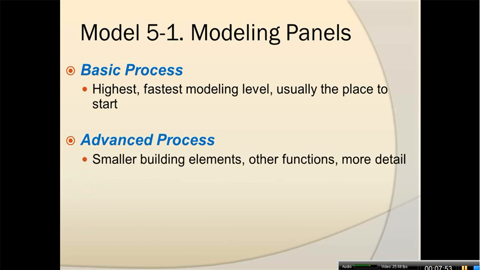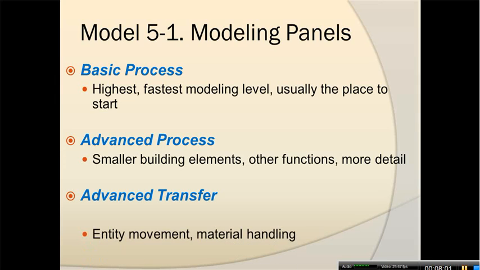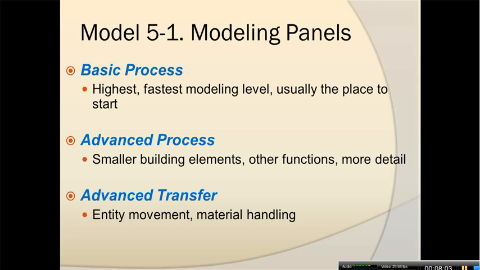The advanced process is the next level. It has smaller building elements, other functions, and allows for more detailed modeling. And then the next thing that we also looked at is advanced transfer. So it's a different kind of model because it allows us to model in more detail entity movement and material handling.